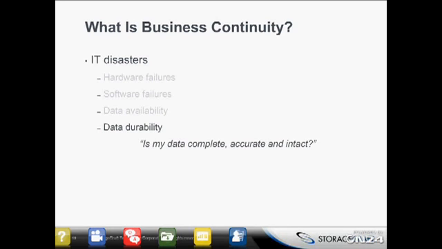Now when we're talking about availability and durability, let's dig a little bit deeper into these and see how these specific concepts affect business continuity. Is it possible for your customer to have availability without durability, or to have durability without availability, and still run an effective business?